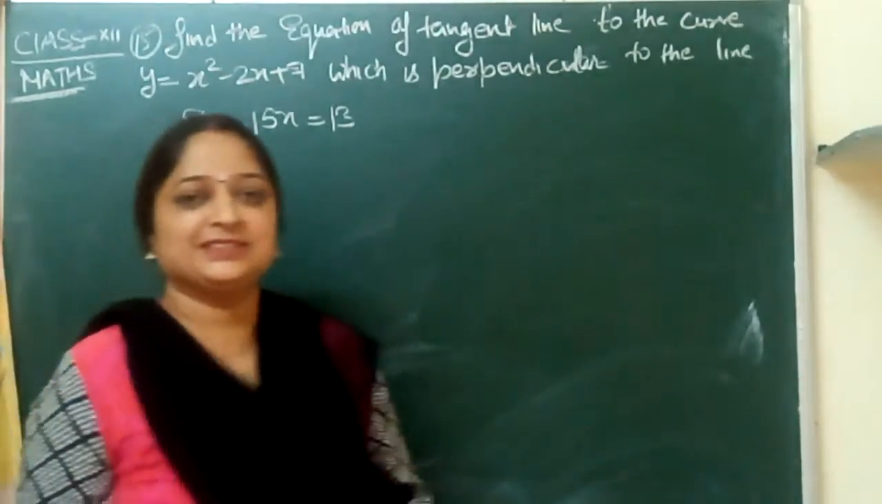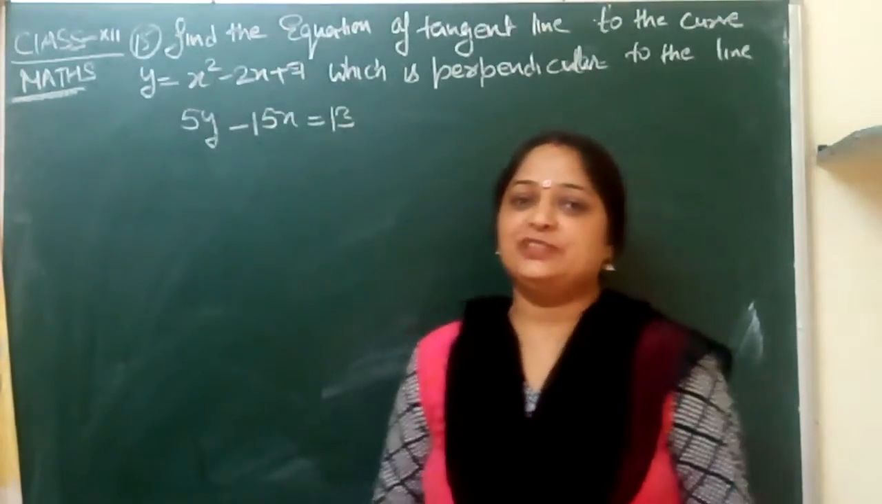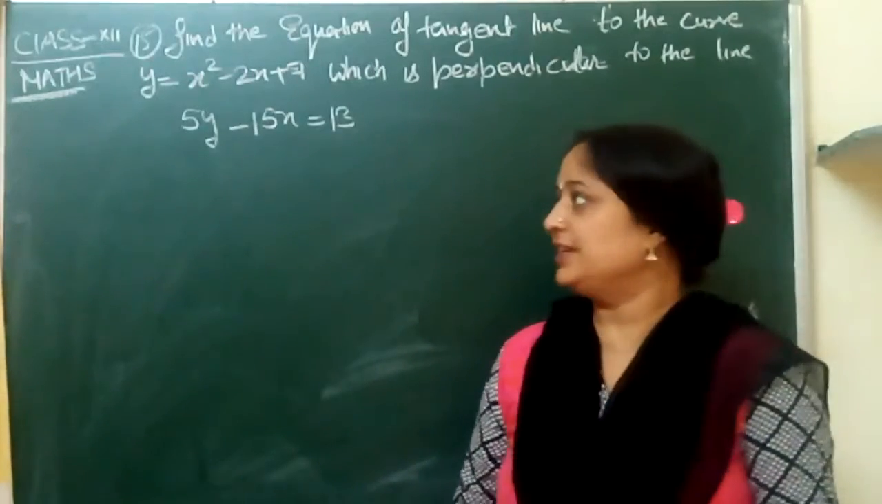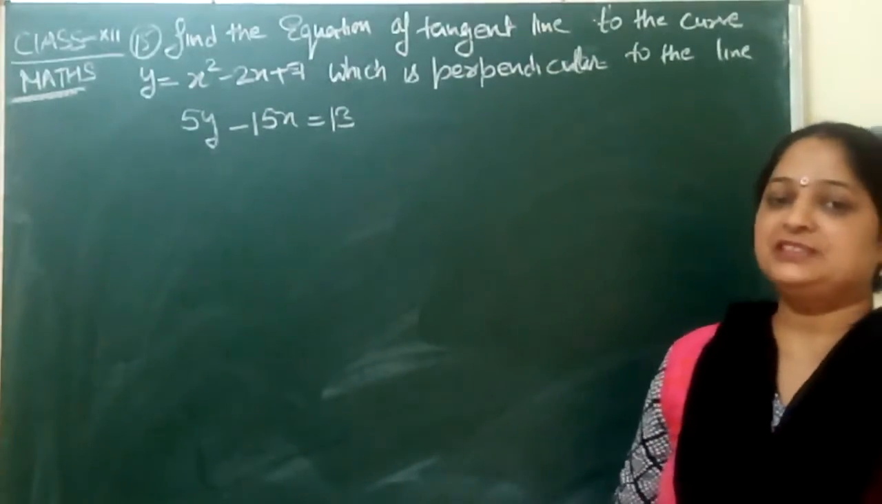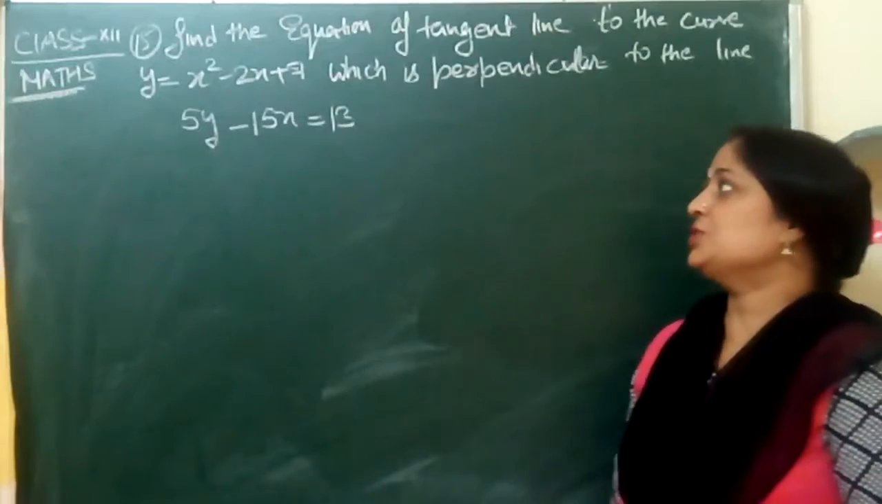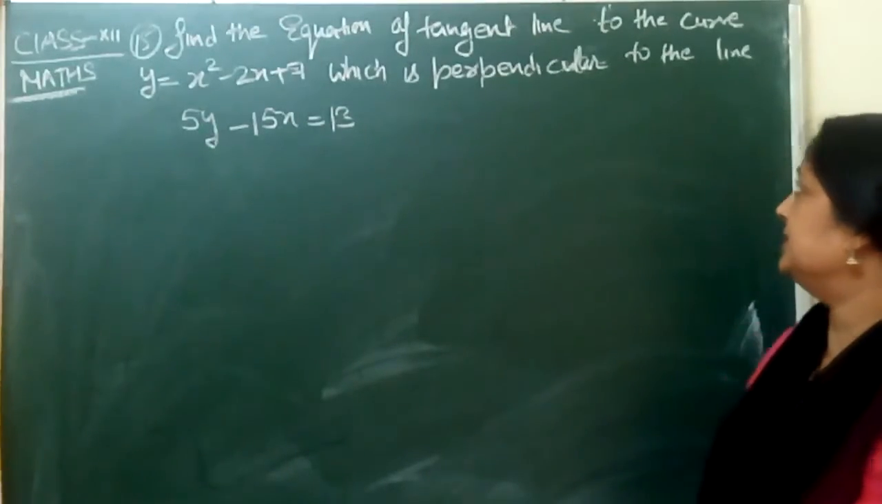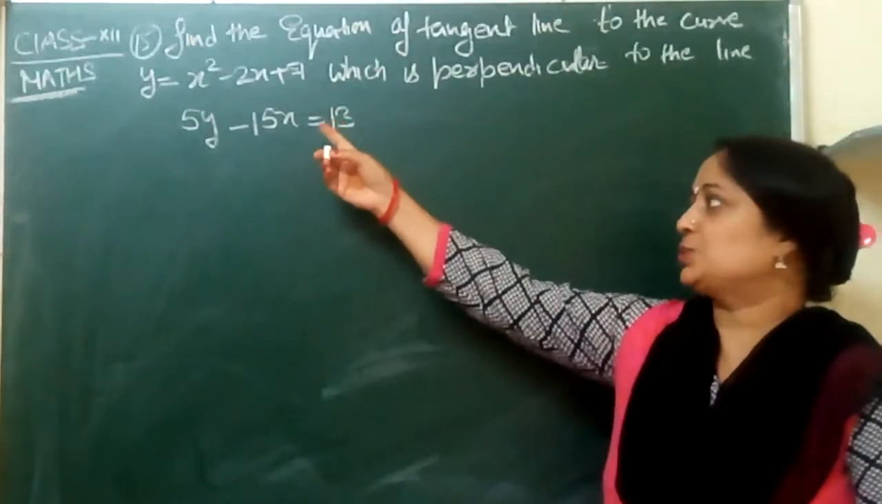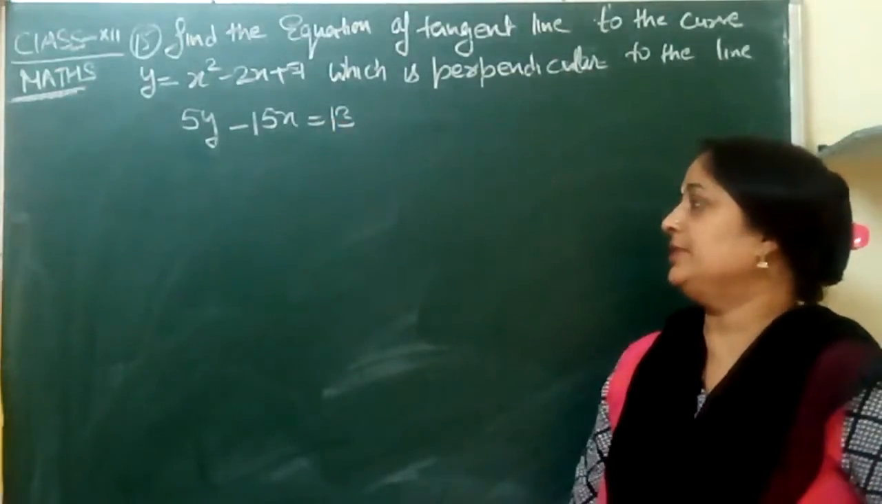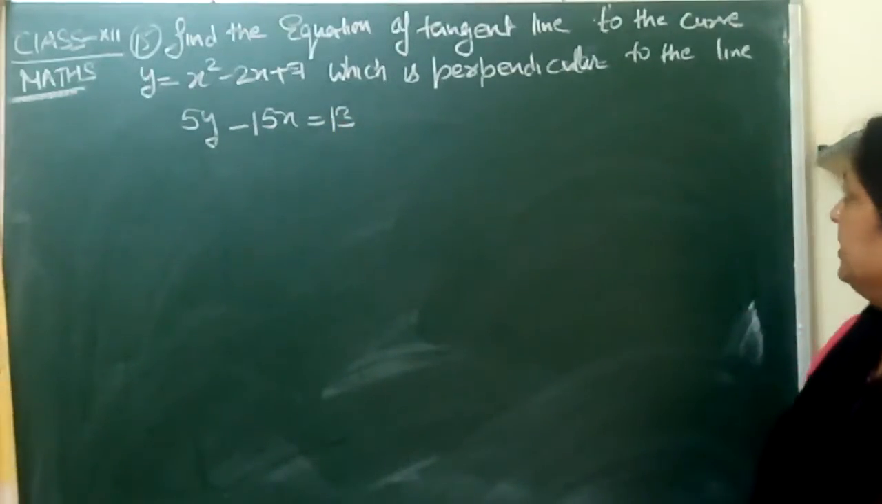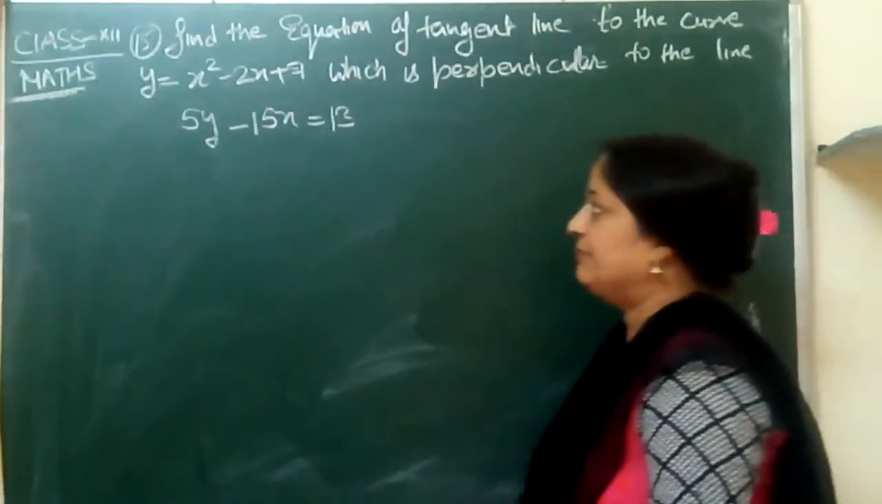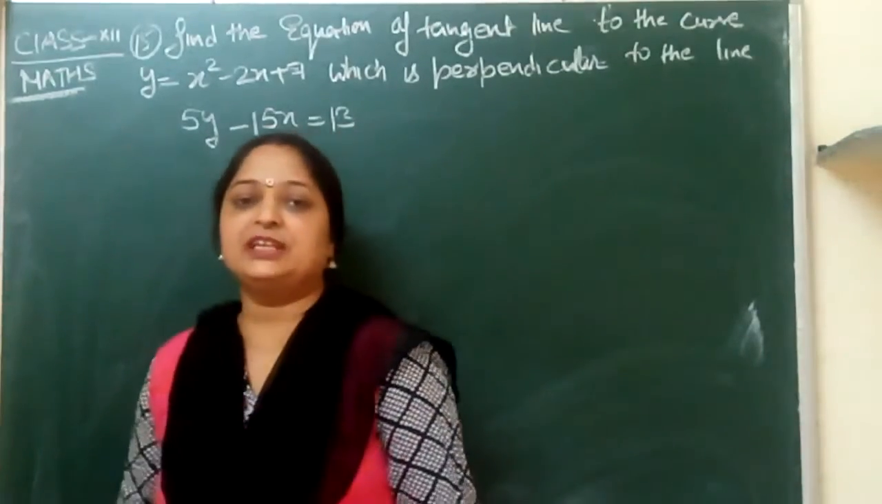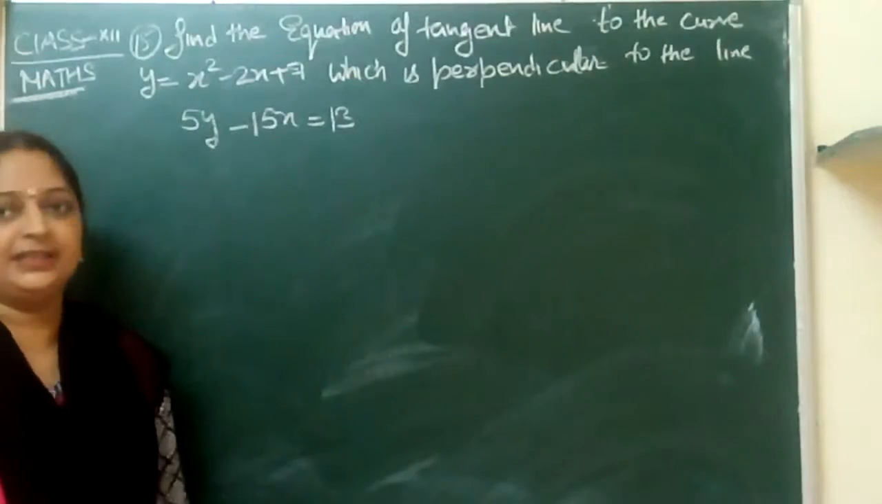Good morning, students. Today we will continue with exercise 6.3 and question number 15, second part. In this question, find the equation of the tangent line to the curve y = x² - 2x + 7, which is perpendicular to the line 5y - 15x = 13.